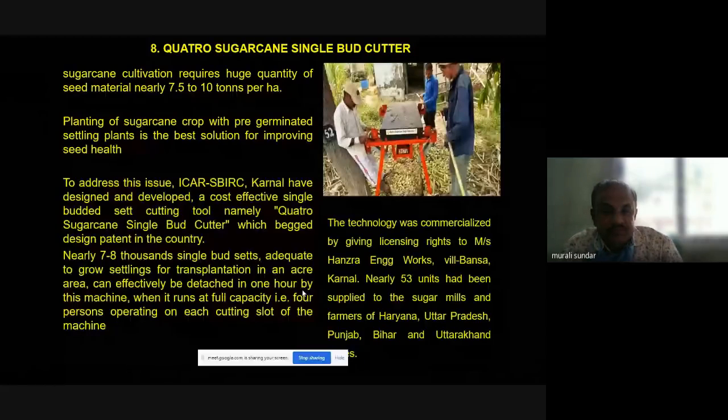This Quattro was developed at our ICAR Karnal as a cost-effective single bud chip machine. The remaining things I have already told. The technology was commercialized by giving licensing rights to Kansra Engineering Works near Karnal. Nearly 53 units have been supplied to sugar mills and farmers of Haryana, Uttar Pradesh, Punjab, Bihar, and Uttarakhand. So this machine is quite useful, and it can be produced in a small scale engineering workshop.